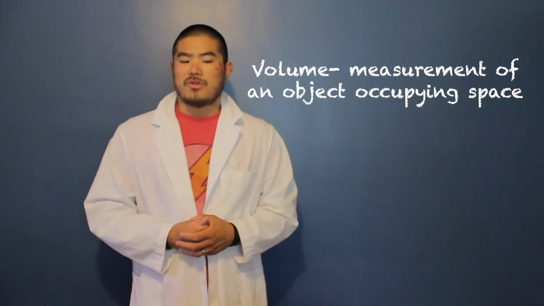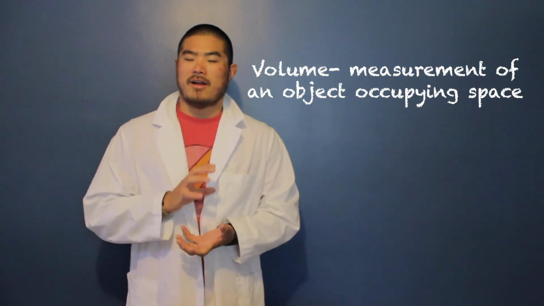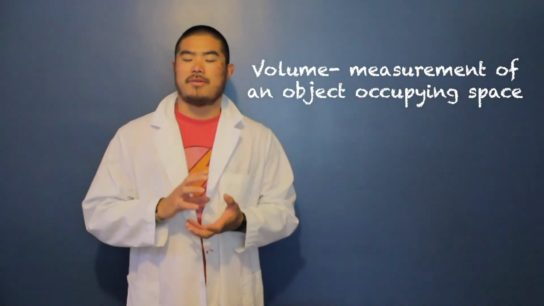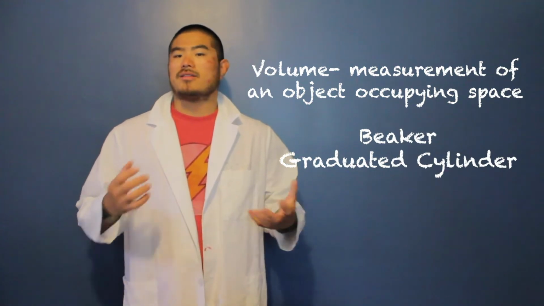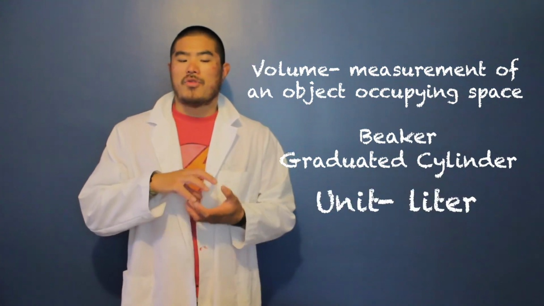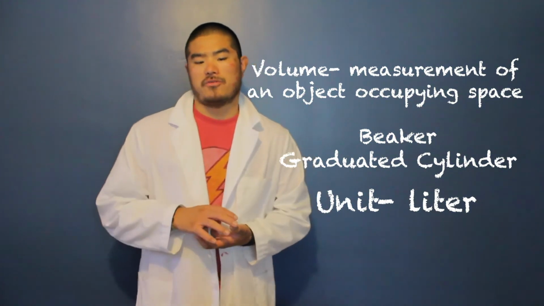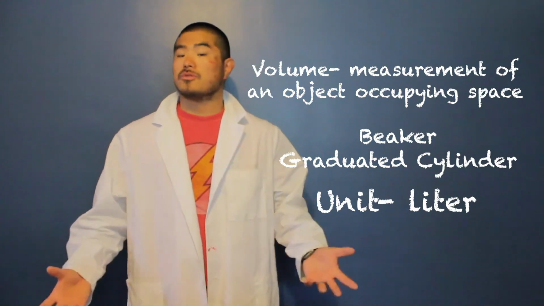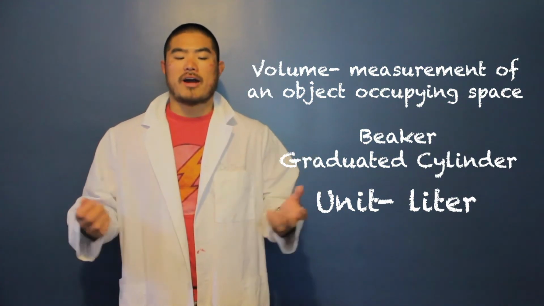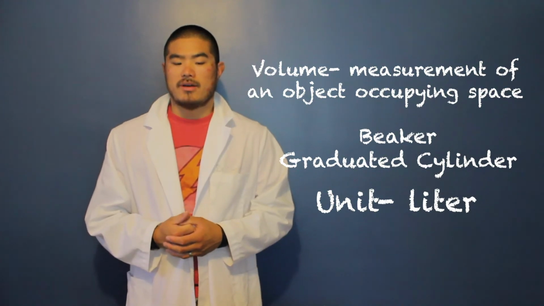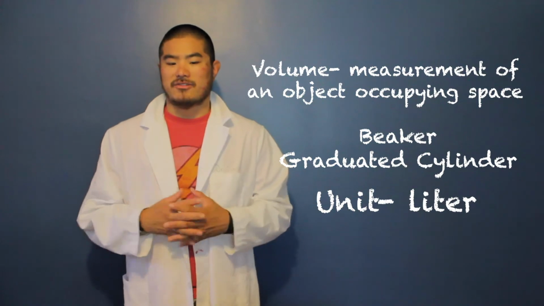When we measure volume, it is how much an object occupies in 3D space. So when we are dealing with liquid, any liquid in a bottle, those bottles will hold a specific amount of volume. And the tools that we use for that are a beaker or a graduated cylinder. And again, those are measured in liters.